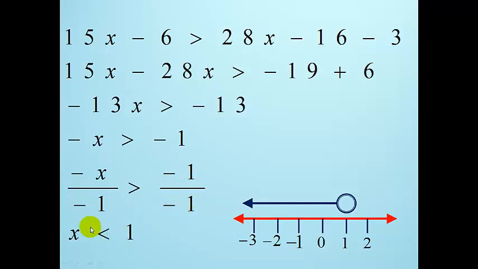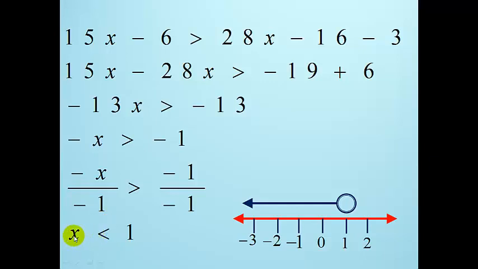Now take note that x is less than 1. You can see that the inequality sign, instead of being greater than, has now changed to less than. This is because we are dividing through by a negative number. So take note, when you divide through by a negative number, the inequality sign changes. If it is a greater than sign, it will change to a less than sign. Also, if it's a less than sign, it will change to a greater than sign. It's very important, so take note.